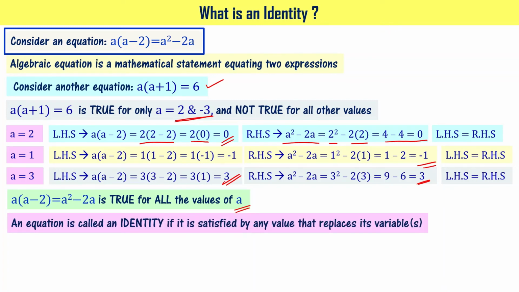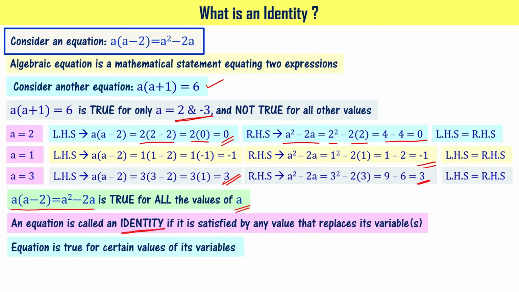An equation is called an identity if it is satisfied by any value that replaces its variables. In this particular case of a times a minus 2 equal to a square minus 2a, for any value you take for a, you're getting the equation to be true. Or we can say that any value you take is satisfying the given equation. Hence, such equations are called identity.